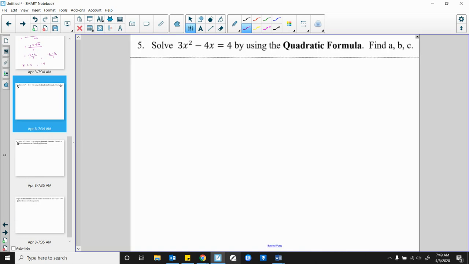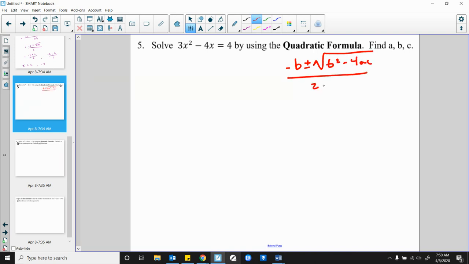Okay. 3 more. All right, same thing, use the quadratic formula. So let's write our quadratic formula down first. Negative b plus or minus the square root of b squared minus 4ac all over 2a. We identify our a, our b, and our c. In this case, a is 3, b is negative 4.